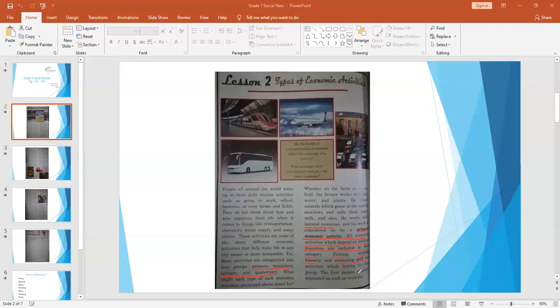The first people, nomads, depended on such an economy. So the nomads were the first people who used to walk from settlement to settlement where they could survive and where they could live. And they depended on primary resources. Right, I'd like us to turn over to page 117, the next page.